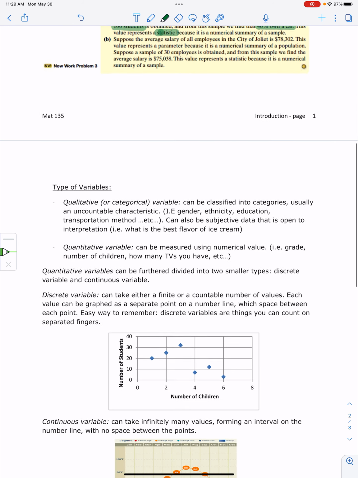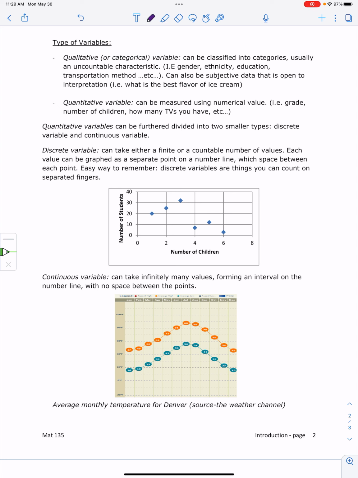We're going to talk about types of variables. We have qualitative, sometimes we call them categorical variables. Think quality when we talk about qualitative. So they're descriptors or things that can be clustered into categories or groups. So we're talking here eye color, grade in high school, things that don't have numerical values that go with them.